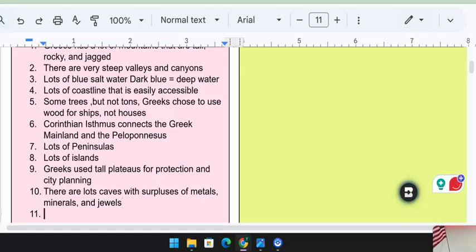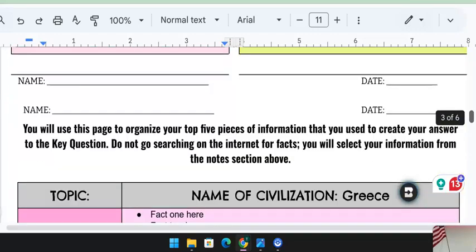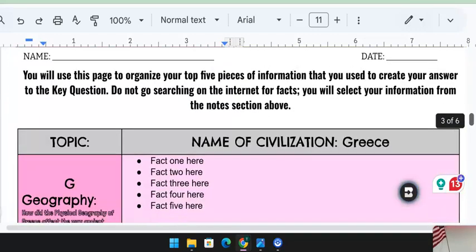Fantastic. So we've got a pretty good list here. This is enough for us to understand the second part of how the GRAPES chart works. So what I need for you to do is scroll down to section 2, this part right here. You will use this page to organize your top 5 pieces of information that you will use to create your answer to the key question. You do not have to go searching on the internet. You do not have to find new facts. We are using the facts that we identified in our fact boxes above.